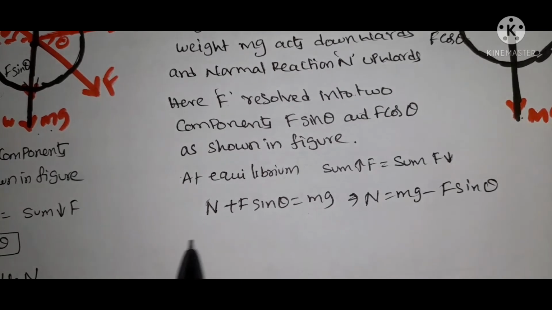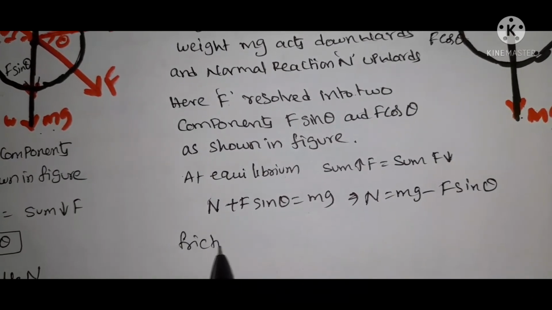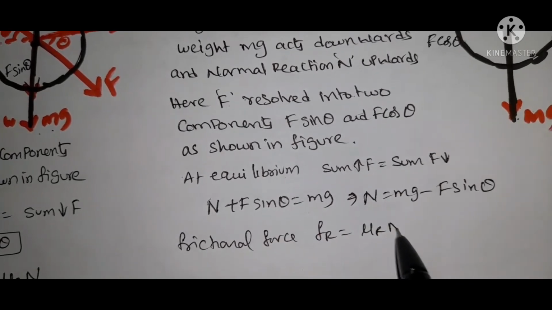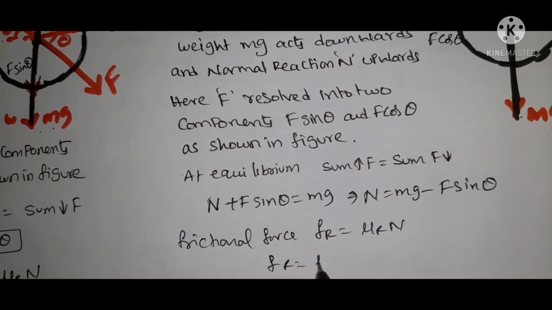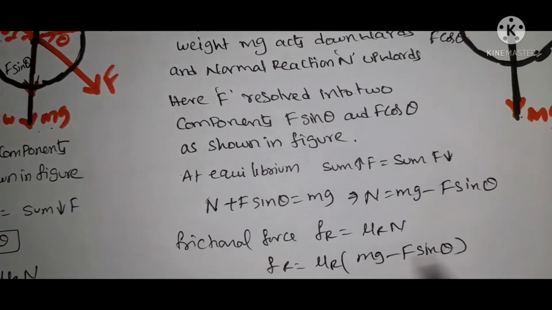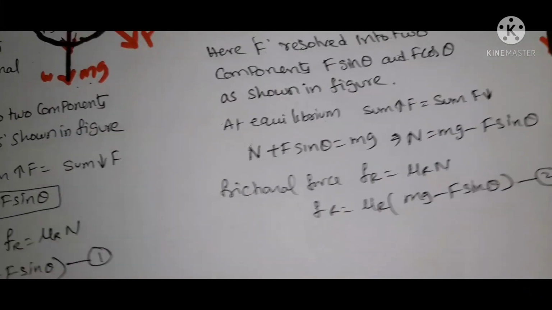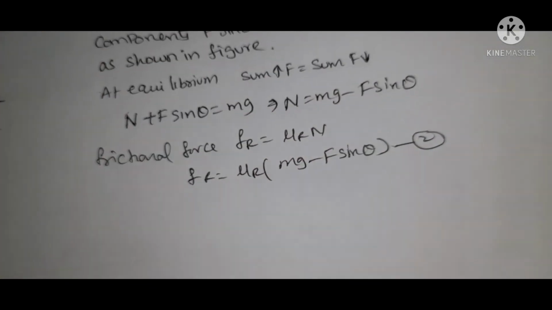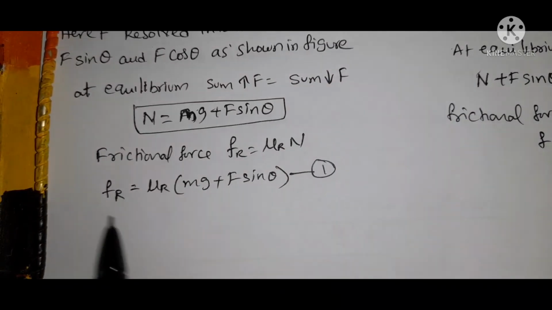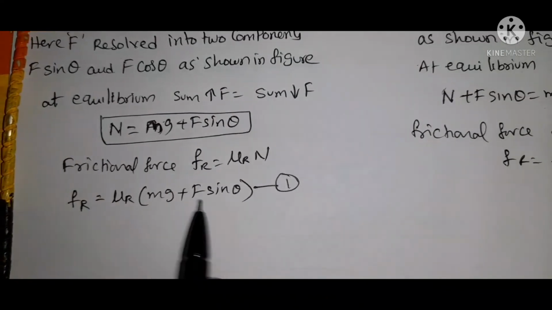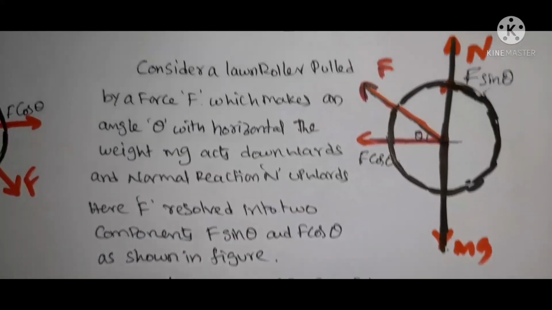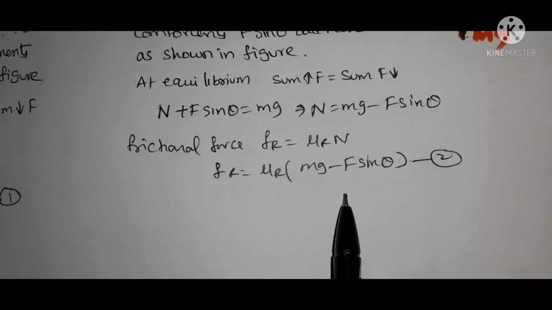Keep in mind, now we need the frictional force again. The rolling friction Fr is equal to mu r into N, that is mu r into (mg minus F sin theta). Let this be equation number 2. From equations 1 and 2, what do you observe? One has minus, the other plus. That means rolling friction is more for pushing, whereas for pulling the friction is less.